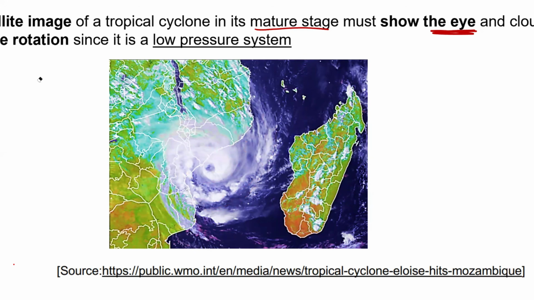What about the eye? Can you guys see the eye? Yes, sir. Here's the eye. This region, do you see that it is empty, guys? This is your eye, the eye of the tropical cyclone. Do you see that the region is empty?